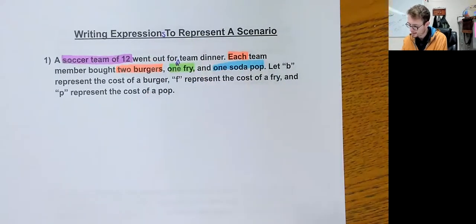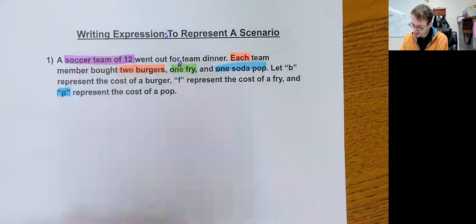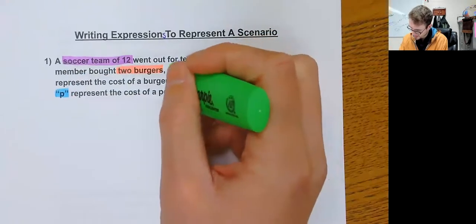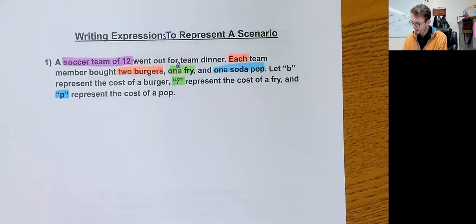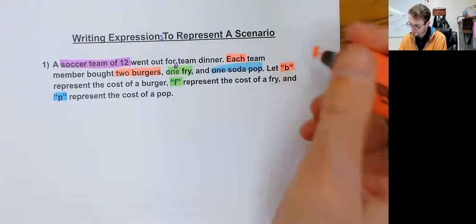So we're gonna let P represent the cost of a soda pop. F will represent the cost of a fry. And B will represent the cost of burgers.